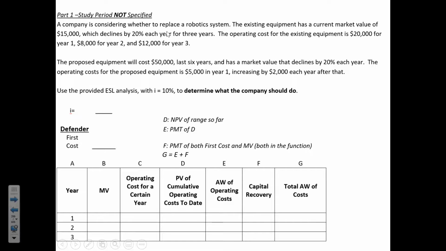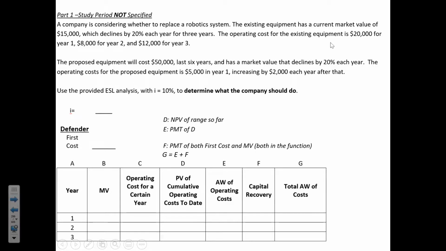All right, so what that means is that the market value now is $15,000. And if it declines by 20%, that means you're losing $3,000 from the present to year one. So for the market value, it would be 80% of the previous. And then the year after that, it would be 80% of the year one. And so basically what you're going to be doing is each successive year for the market value will just be 80% of the previous year's market value, because it's declining by 20% each year.